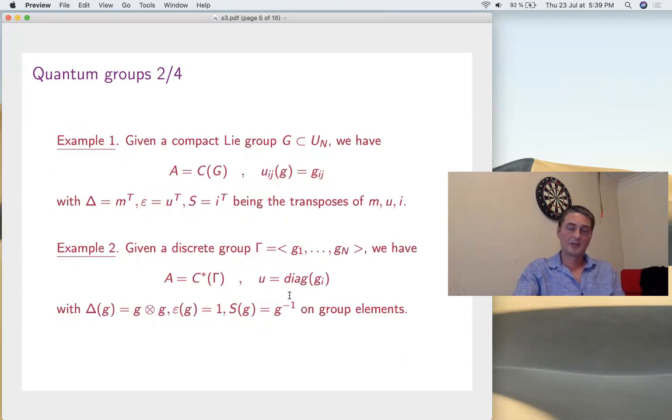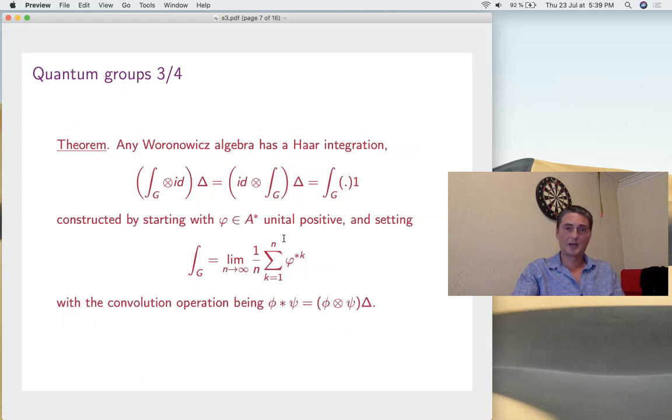Now let's see what the theory says in general. So first you have a Haar measure that's actually not trivial. It's resolved by Woronowicz, who many people have looked for these kind of things, and Woronowicz came with the answer in 87, yeah, 87, 88.